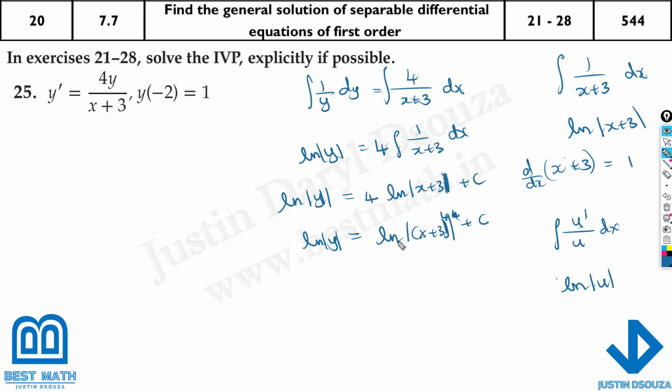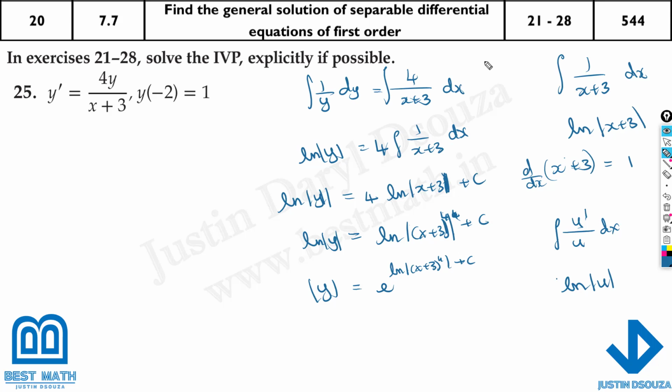Now I'll take exponential on both the sides. What will happen if I take exponential? The ln goes. So here it will be y. And here what happens is you will have this c, right? So here e raised to the entire thing. Please remember when we raise it up, this is a single term: ln of x plus 3 the whole power 4, then we have plus c.